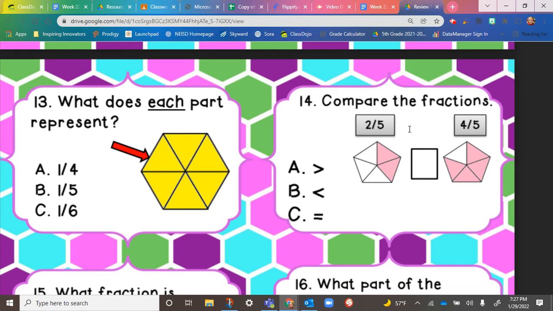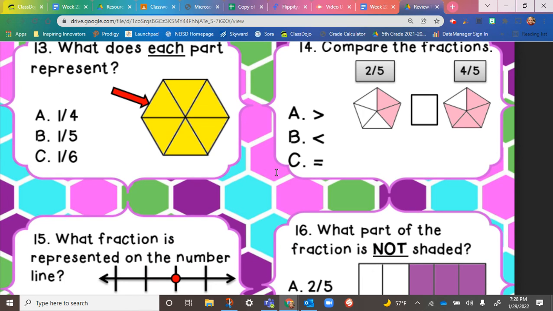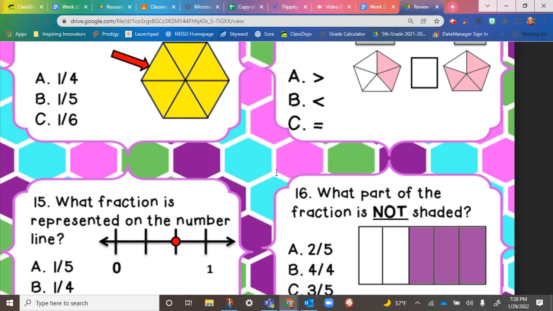Here you have 2/5 and 4/5. Now we've got the denominators the same, but the numerators are different. So the bigger numerator is going to be your larger, and you can see it. This one is less, so I would go with B. 2/5 is less than 4/5. 2 parts is going to be less than 4 parts.